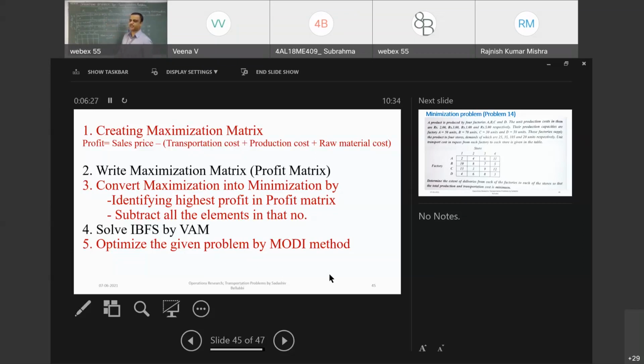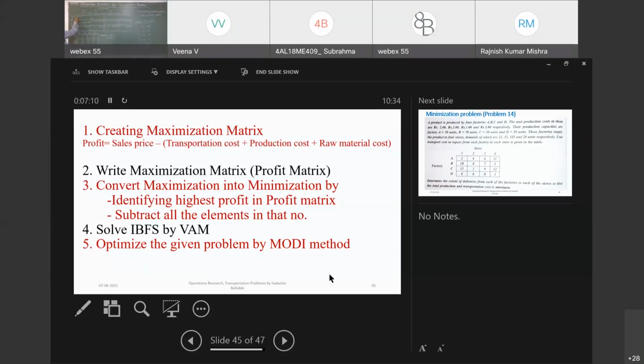So what is the formula for finding the profit? In the last class I had told that profit equals sales price minus cost. This cost may be anything, either production cost, raw material cost, packing cost, transportation cost, or even an advertisement cost. In this problem, they are given the sales price and different types of cost also.